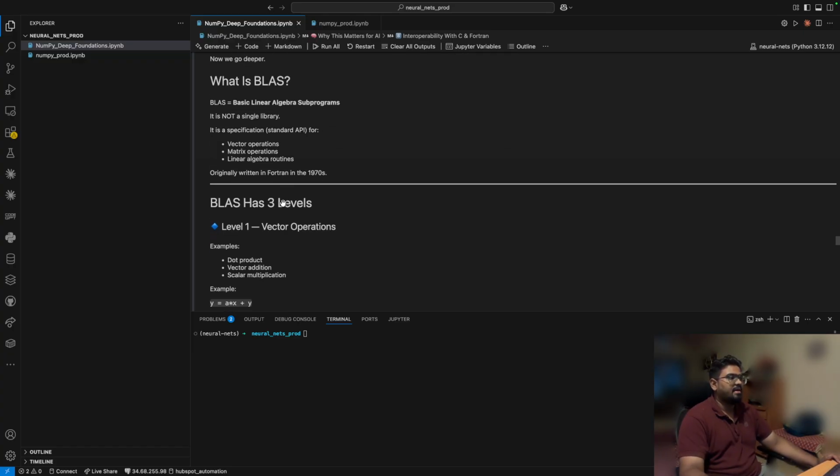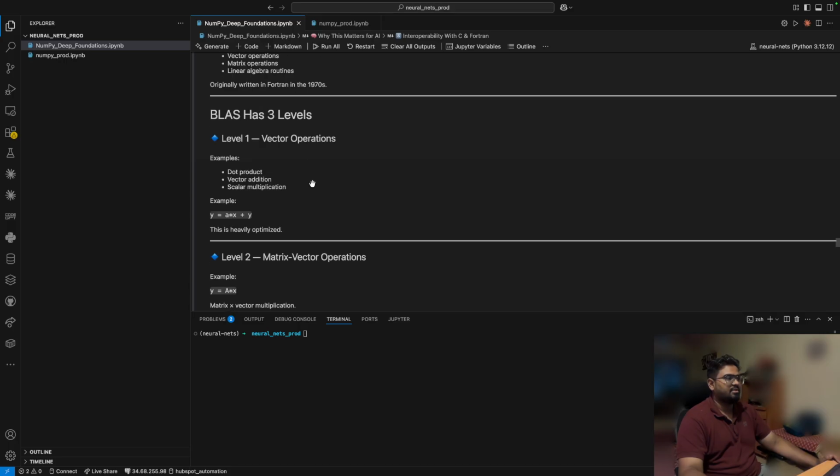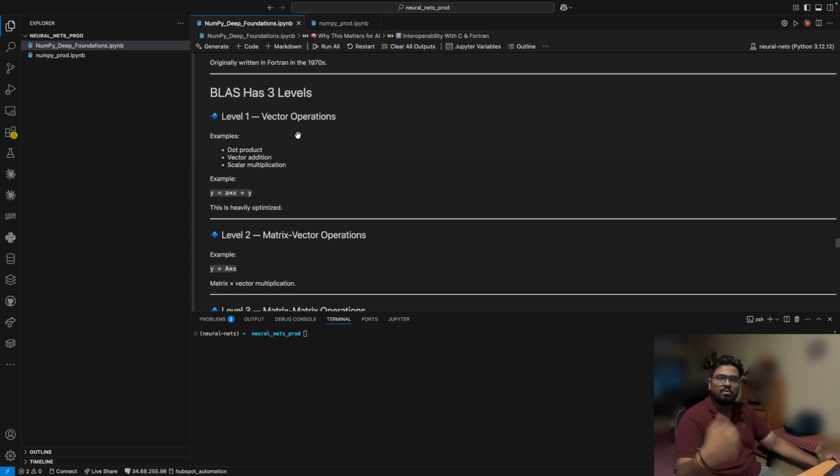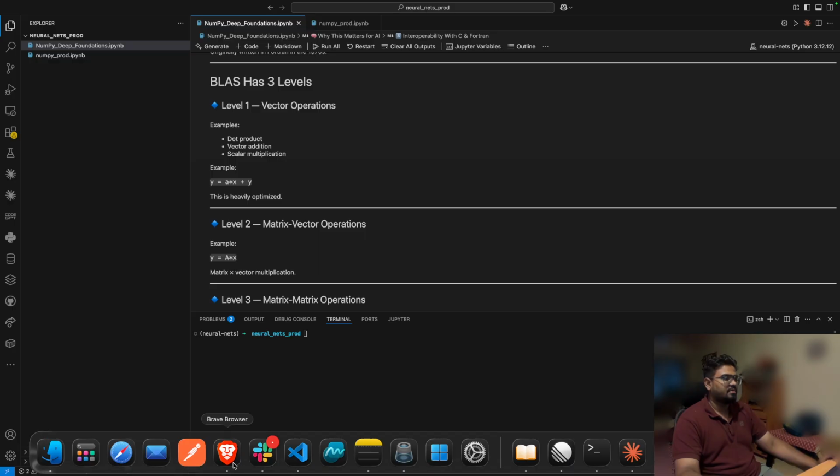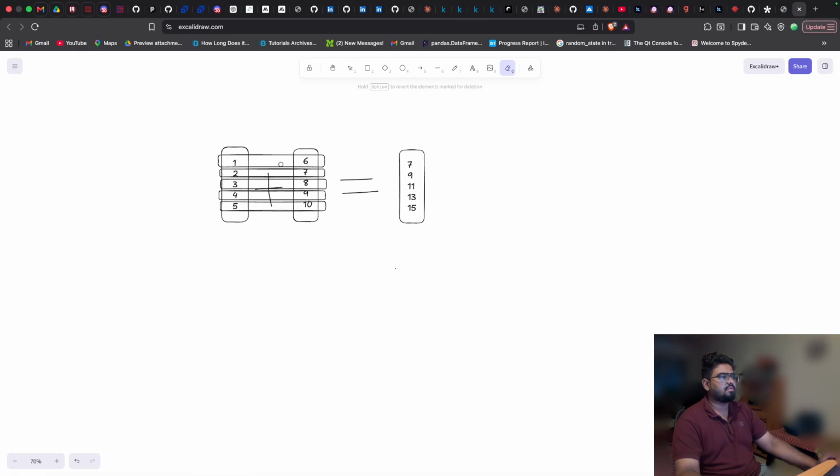Okay, and it has 3 levels of operations. The first is vector operations. What are vector operations? Dot products, vector addition, scalar multiplication. I think you all know this. So dot product is, for example, let me show.